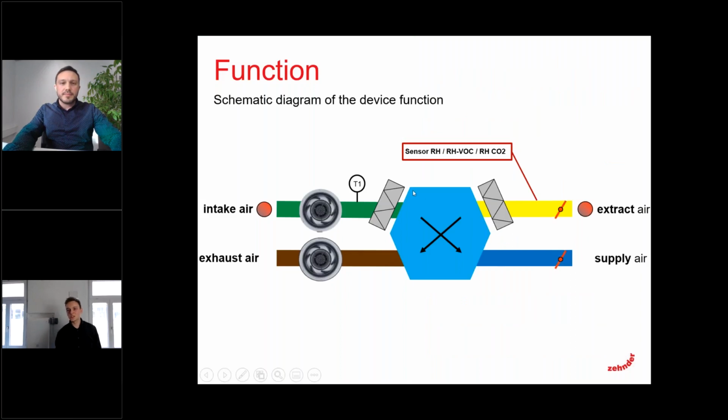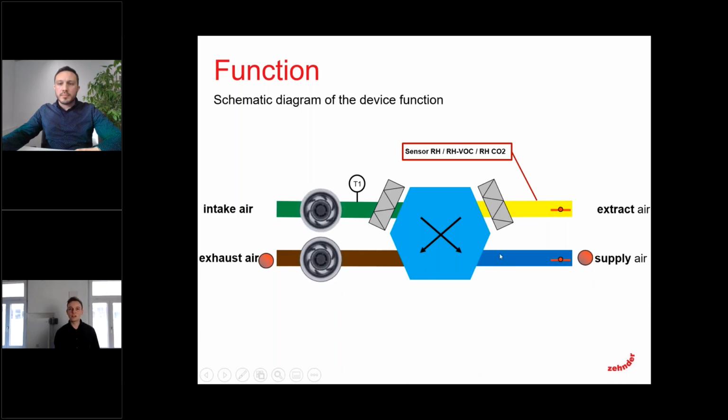So let's get into the technique of our decentralized units. Basically, we have the same components as in a central unit. We have 4 airflows, beginning with the green one, which is the outdoor air, going through a filter, then through the heat exchanger, and then it's supplied into the apartment. As you can see, the blue airflow.